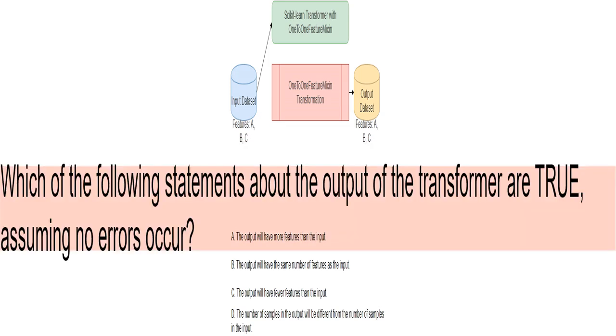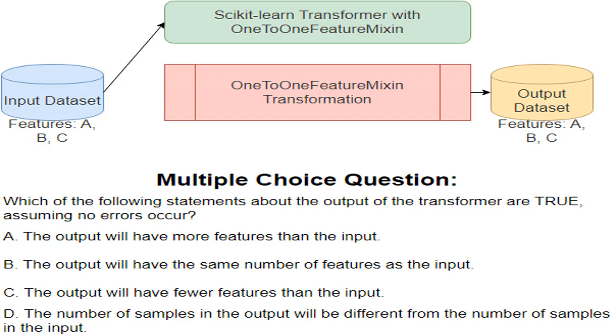This option is also incorrect. The OneToOneFeatureMixin only works on features. The number of samples, rows, remains unchanged. After applying the transformer, I will still have the same number of data points. Only features A, B, and C will remain exactly the same.